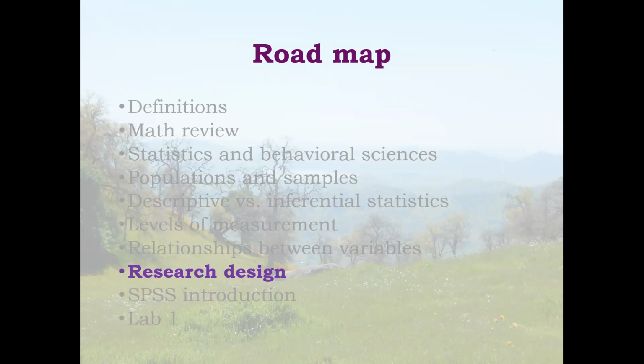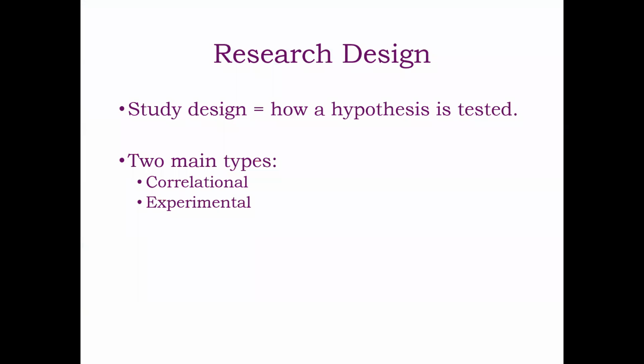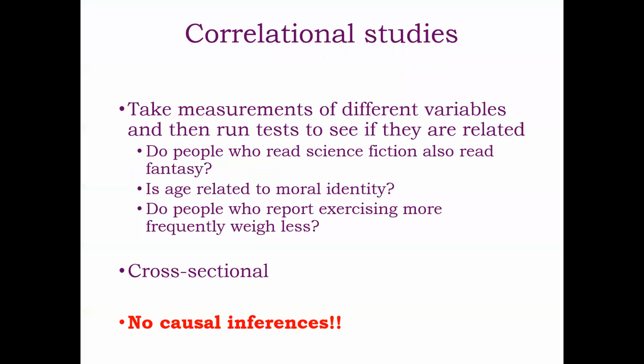Right, this is recording 3 of topic 1, and we're going to talk about research design. Study design, or research design, is just how you test a hypothesis, and we have 2 main types: correlational and experimental. In correlational studies, you just take measurements of different variables and then run tests to see if they're related, okay? Generally, people answer them all at one time.